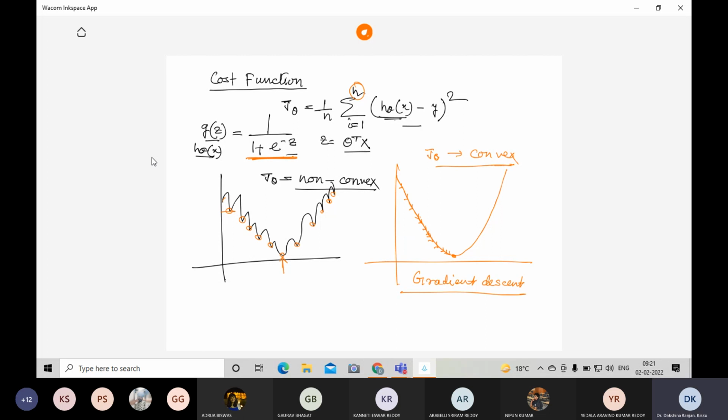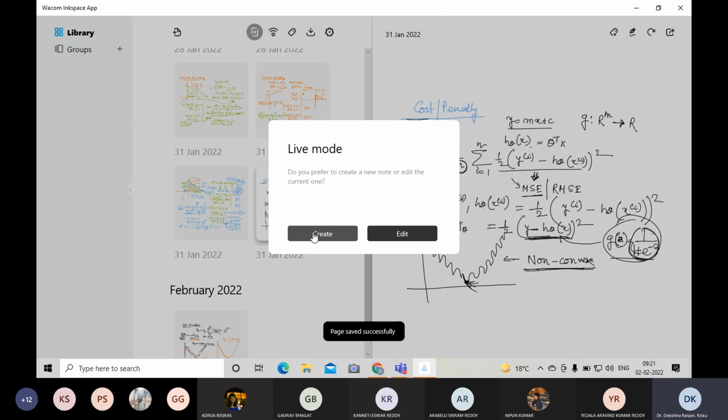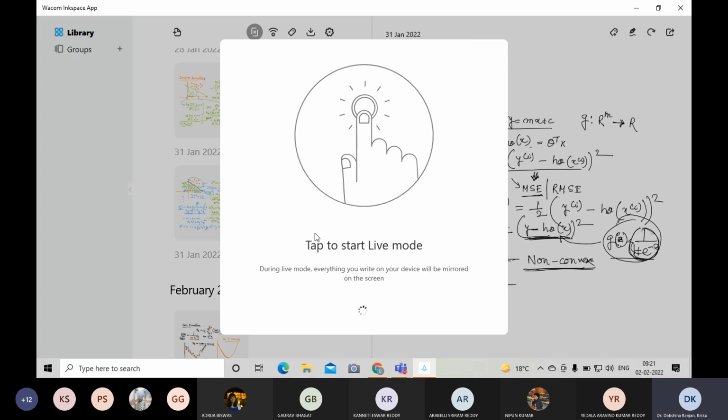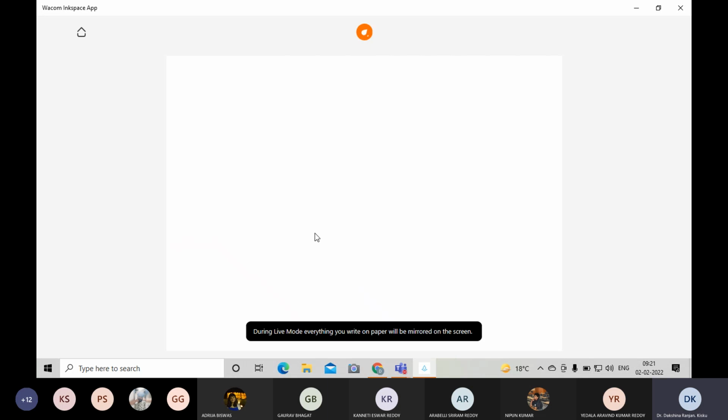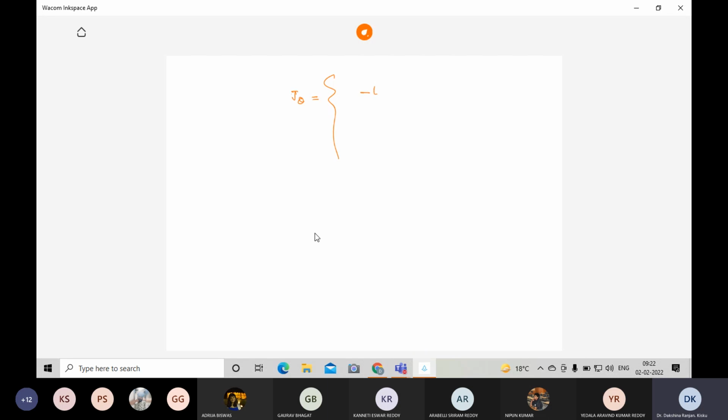Now, if we use different functions for logistic regression instead of using the least square function, then we can see... So instead of using the least square function, we can use some other function, like if I say that z theta would be minus log of h theta x.